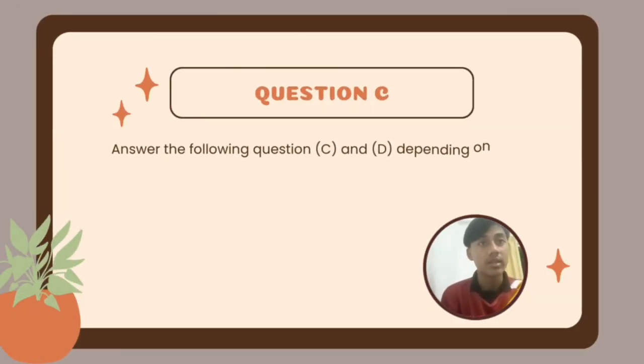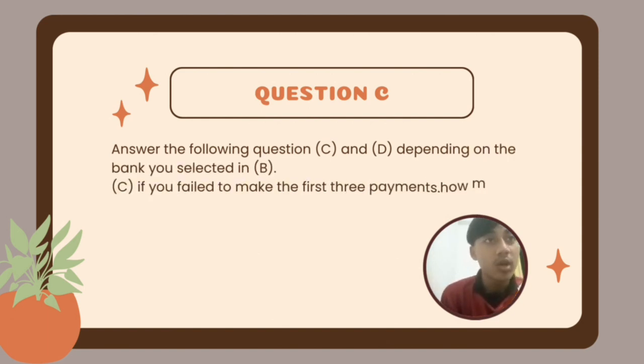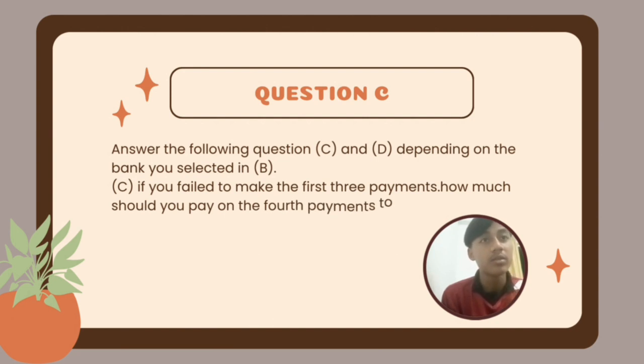Assalamualaikum warahmatullahi wabarakatuh. My name is Muhammad Anas Alamin bin Syamsul Naim. Now, let's move to question C and D. Answer the following questions C and D depending on the bank you selected in B.